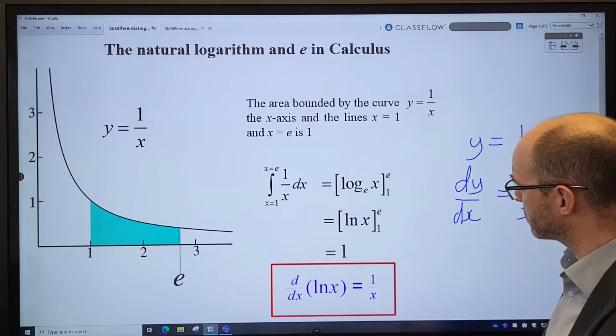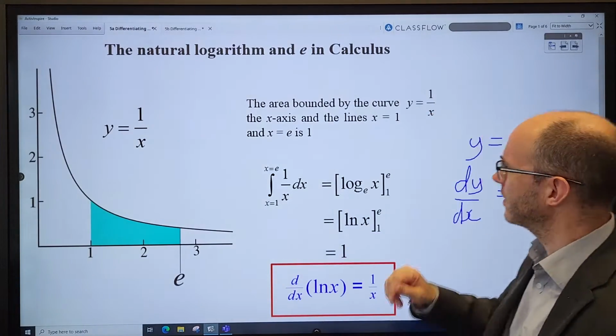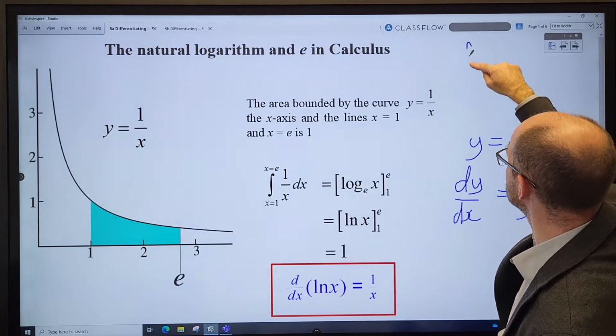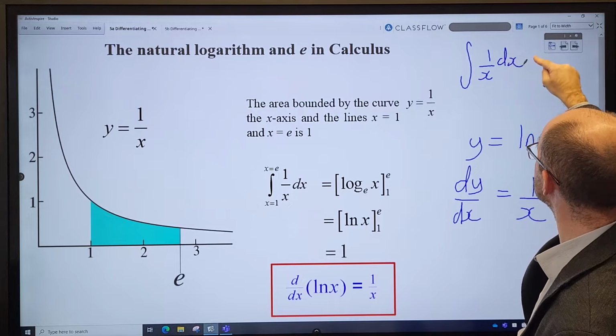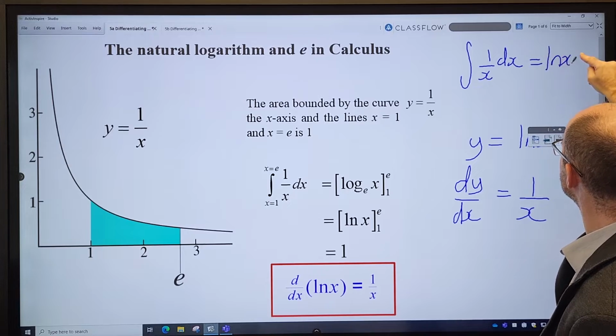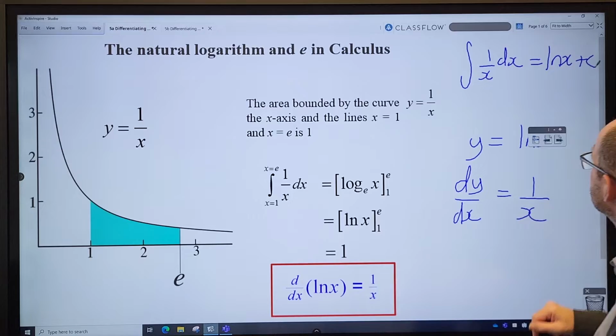So basically what mathematicians discovered was, I'm glossing over it a lot, I'm just summing things up for you in a nutshell, that the integral of 1 over x dx is equal to the natural logarithm of x plus c. When we talk about integration, don't forget the plus c.